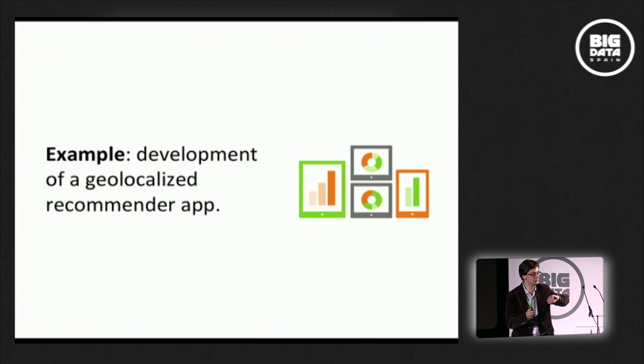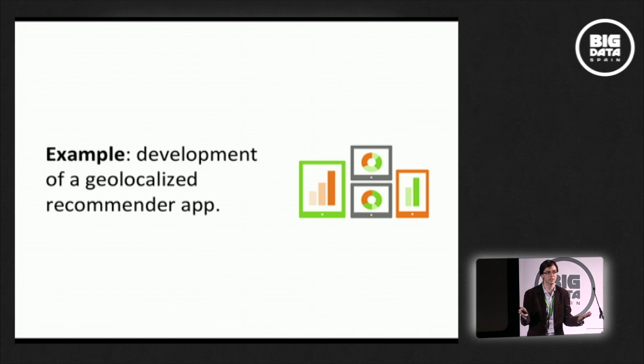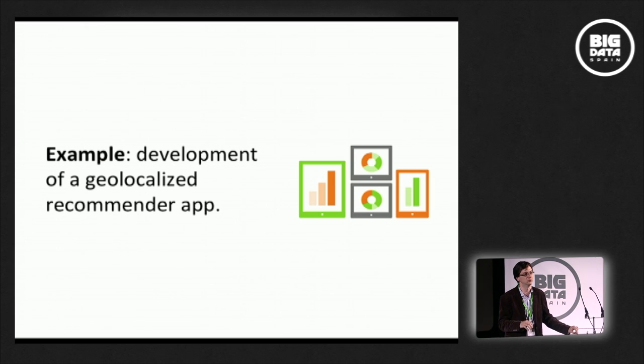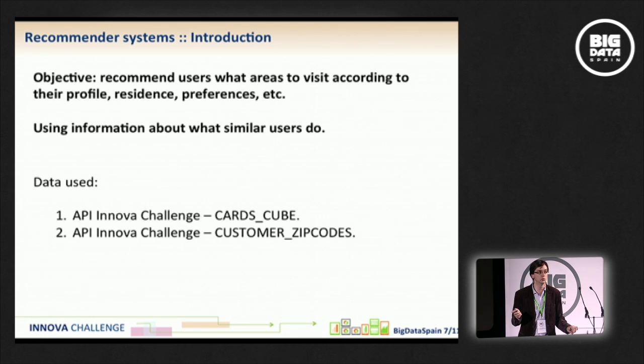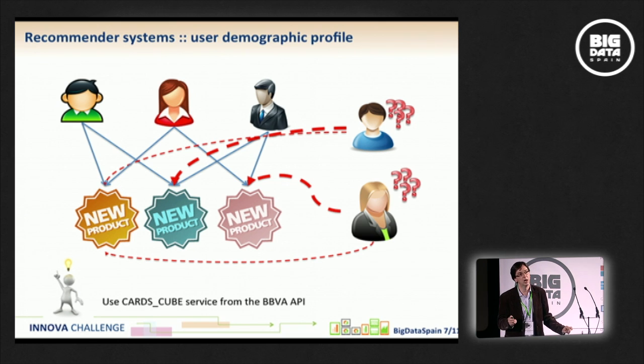Okay, so the final thing that I'm going to talk about very quickly is how to build a simple application from this data. And just to show you how easy it is, and also to encourage you to do it, because this is just a toy model. It's not intended to be a full-fledged application, but it's just how to build a recommender application. In our case, we're going to use two services from the API. One is card queues and the other is customer zip codes. It's very simple. The recommendation is basically, I'm going to recommend people where to go in the city, and for this, I'm going to use the API from BBVA to tell me how people move in order to buy in the city.